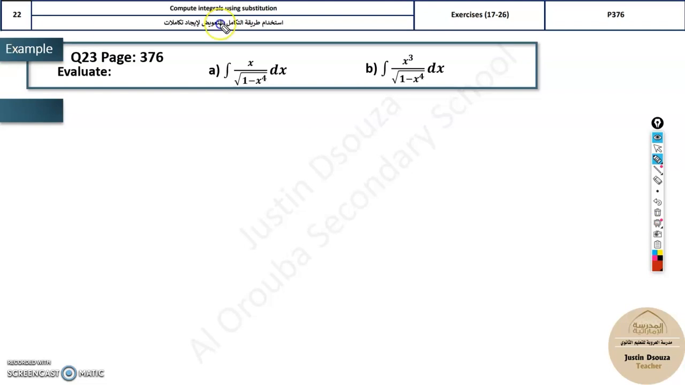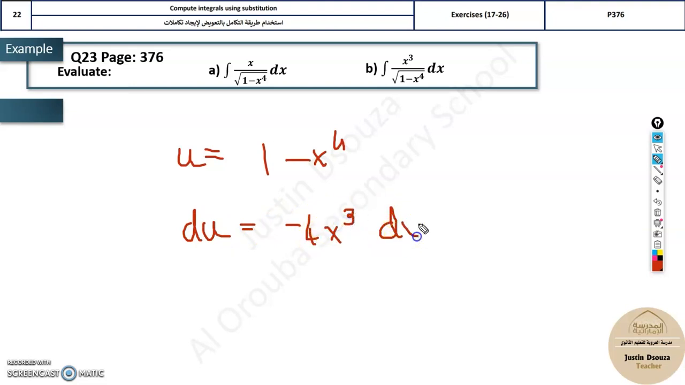Okay. Now let's look at this problem. If you have seen the last video, your obvious guess would be to take whatever is inside the square root as u. So what is inside the square root? 1 minus x to the power 4. So I have to take u as that. Now what will be du? du is minus 4x to the power 3 dx, and over here keep dx and take everything else to the other side. It will be du divided by minus 4x cubed.